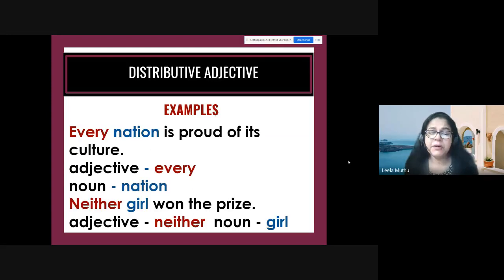Every nation is proud of its culture. It means all the nations of the world, each one of them is proud of their own culture. Neither girl won the prize. Neither is the distributive adjective followed by the word girl, a noun. So it shows that there are girls who went for a competition, but none of them, neither of them won the prize, by using the distributive adjective neither.